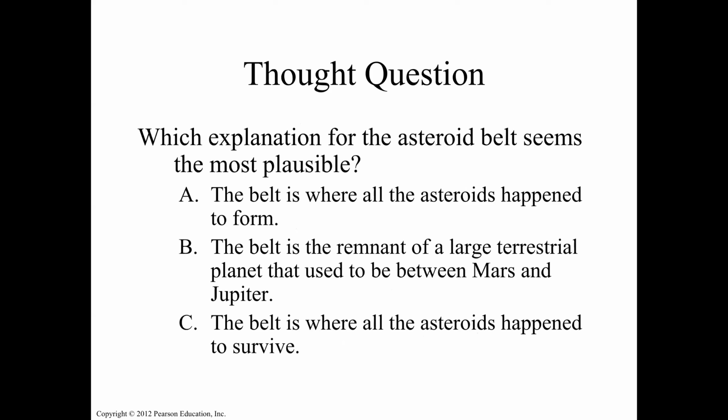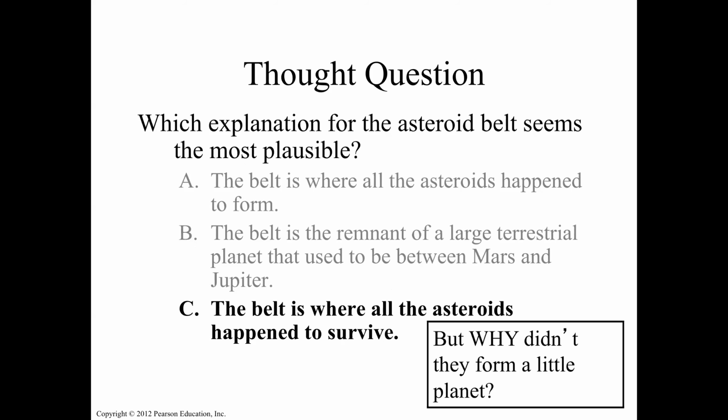Now, another thought question. Which explanation for the asteroid belt seems the most possible? A, B, or C? My answer is C. The belt is where all the asteroids happen to survive. But why didn't they form a planet?